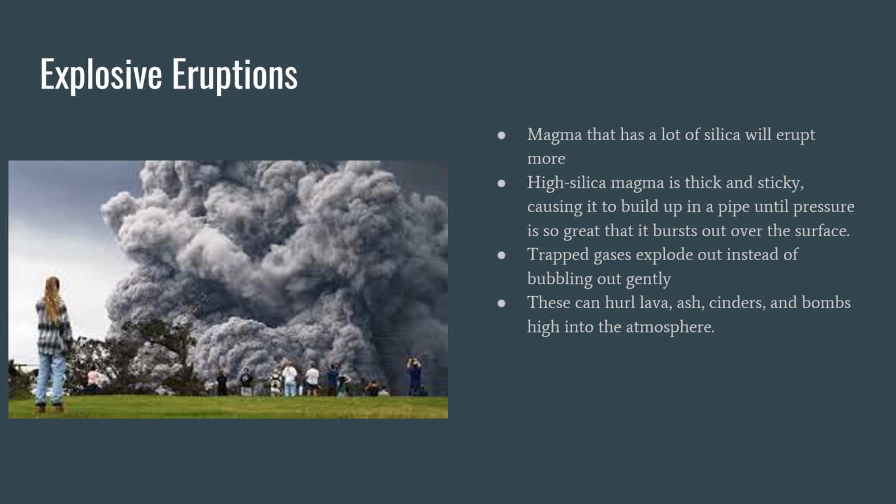And comparatively, we have explosive eruptions. Magma that has a lot of silica will erupt more explosively. High silica magma is thick and sticky. It causes a lot to build up in a pipe until pressure is so great that it bursts out over the surface. Trapped gases explode out instead of bubbling out gently. These can hurl lava, ash, cinders, and bombs high into the atmosphere.